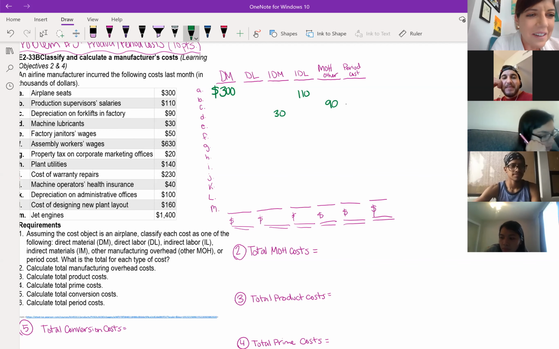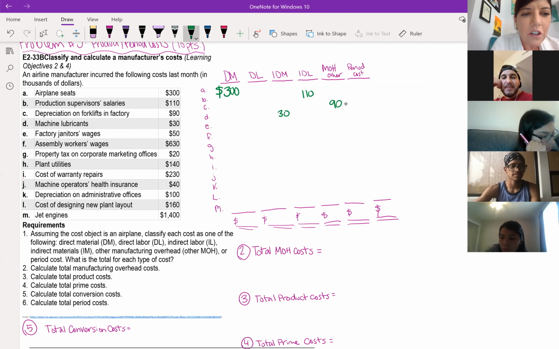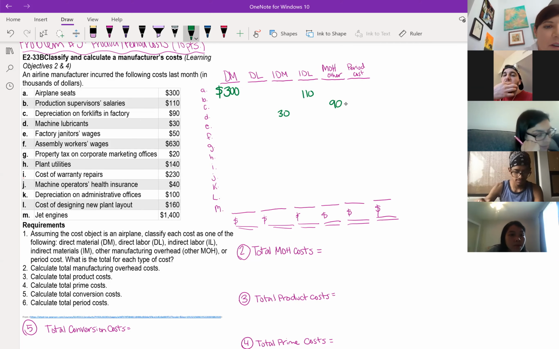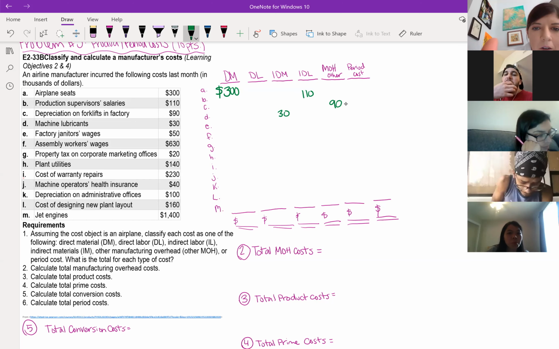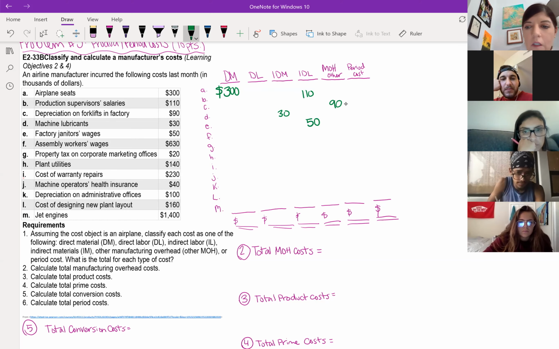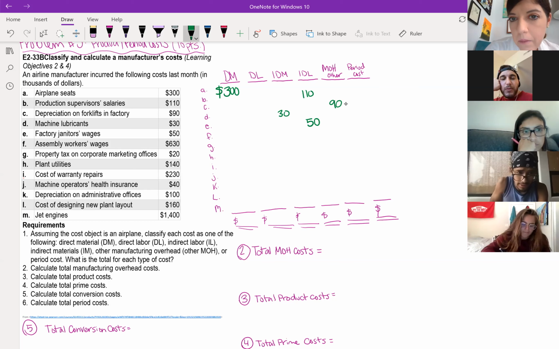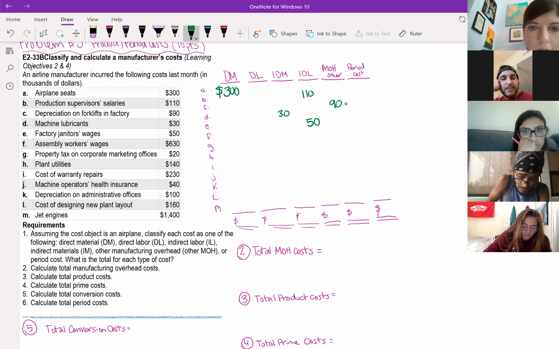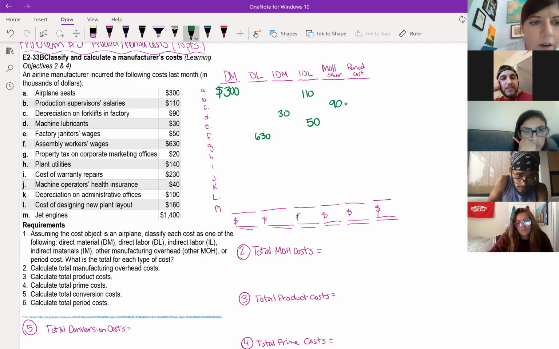Part E, factory janitors' wages. Indirect labor, yep, $50. Okay. F, assembly workers' wages, $630. Direct labor. Physically putting the goods together.